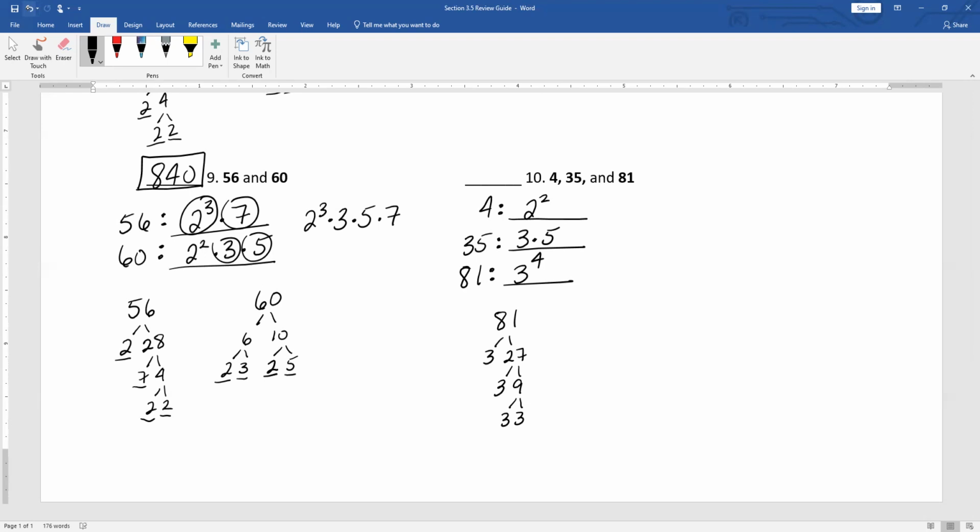So when we look at these, you see that 4 is the only one with a 2. So we've got to take that 2 squared. 35 and 81 both have a 3, but we've got to take the one with the higher exponent. So it's 3 to the power 4. And we have a 5 here that we also have to include. So 2 squared times 5 times 3 to the power 4. So it's 4 times 5 times 81.